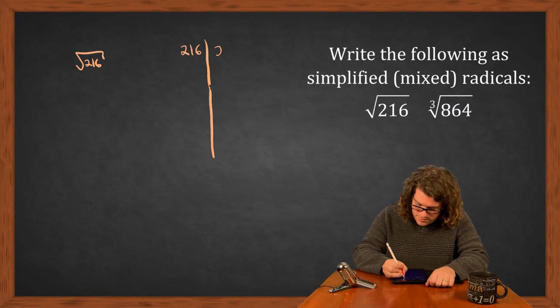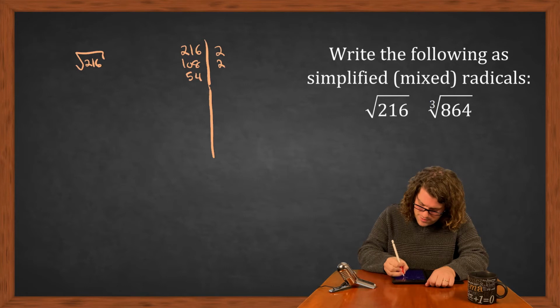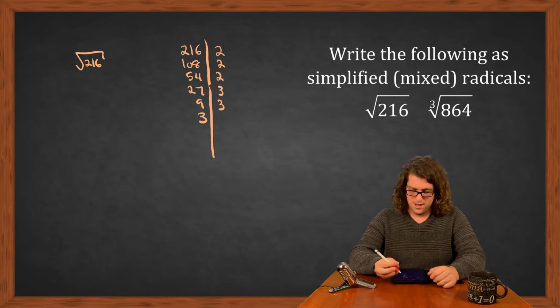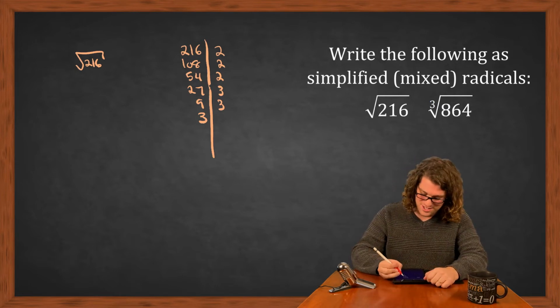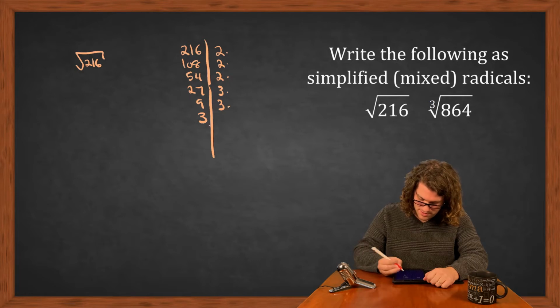So divide by 2, and it's going to give me 108. Divide by 2, it's going to give me 54. Divide by 2 is going to give me 27. Divide by 3 is going to give me 9. Divide by 3 is going to give me 3. 3 is prime, I'm done. So that is a 2 times a 2 times a 2 times a 3 times a 3 times a 3.